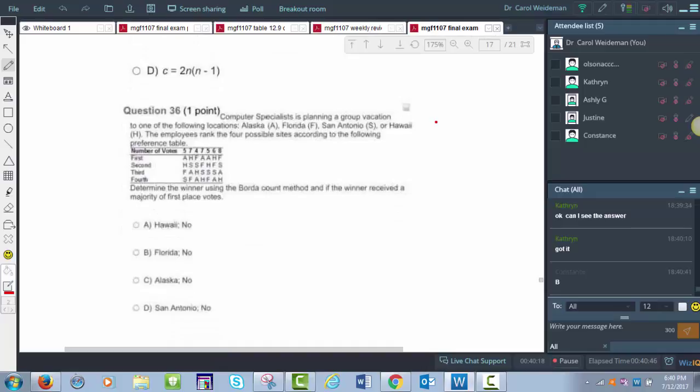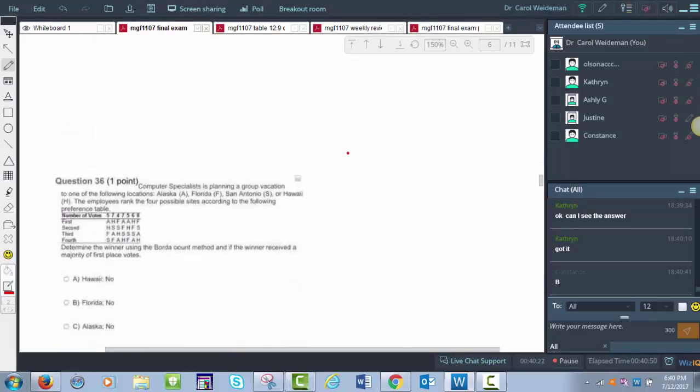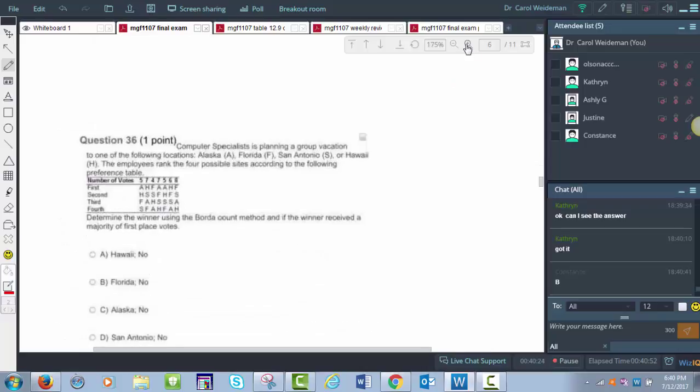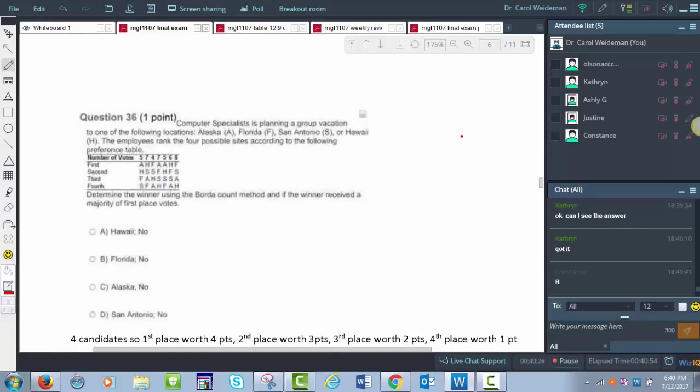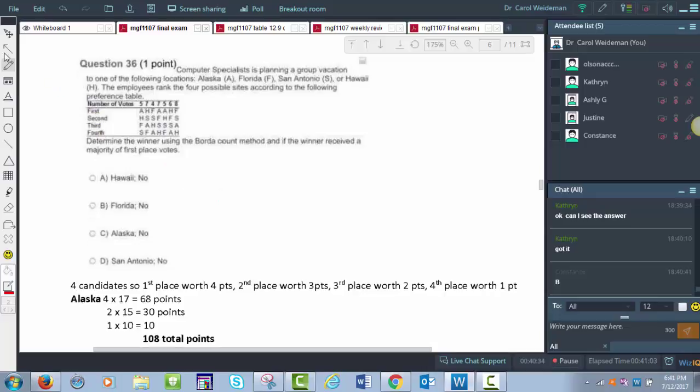Okay, all right, I've got a detailed solution on this one, number 36. They want you to use the Borda count method. And so what I did, remember Borda count, we've got 4 levels. So first place is 4 points, 3 points, 2 points, 1 point. And I go through and there's states here, places for vacation. So I did Alaska first. So I figured out how many Alaskas were here. There were 17 altogether. 17 times 4 is 68.